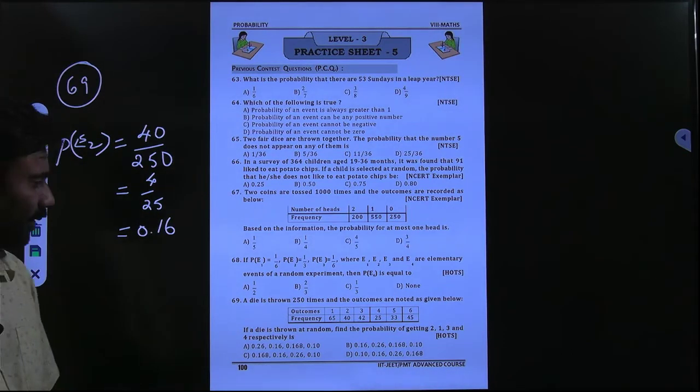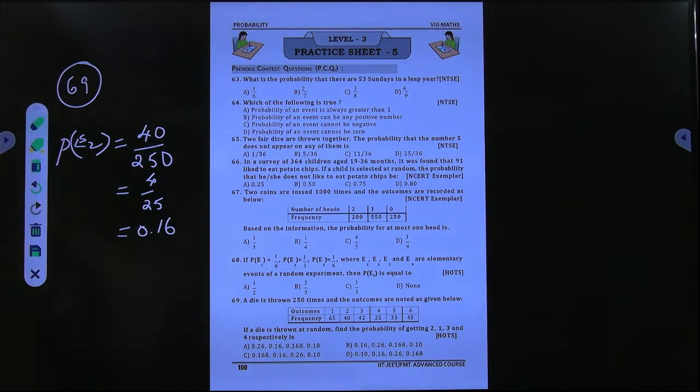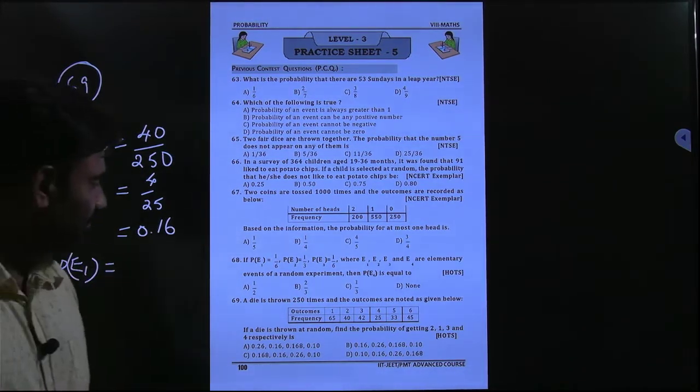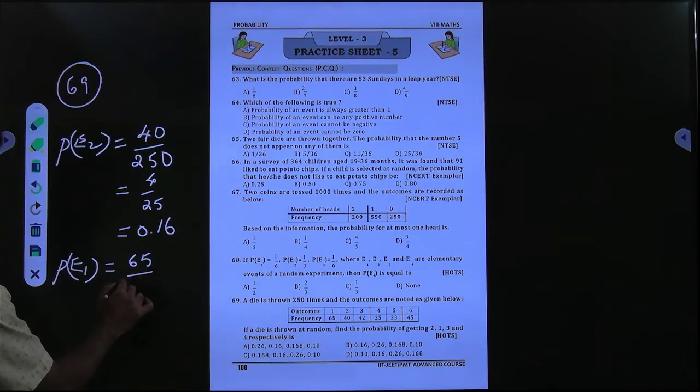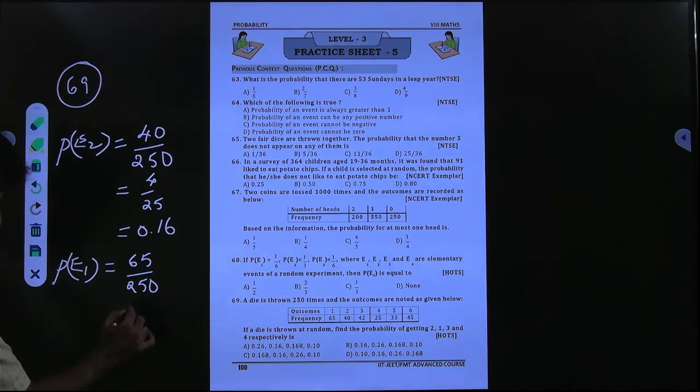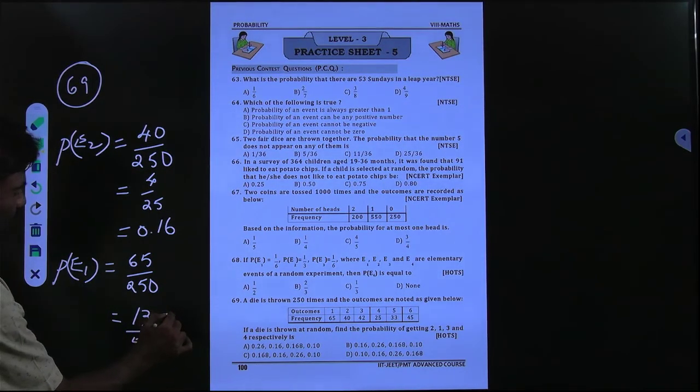Next, the probability of getting 1. Let it be P of E1. Then the frequency of 1 is 65. So 65 are favorable outcomes to the event, out of a total of 250 outcomes. Here 5 is the common factor. 5 times 13 is 65, and 5 times 50 is 250, so we get 13 by 50. 13 by 50 can be taken as 0.26.